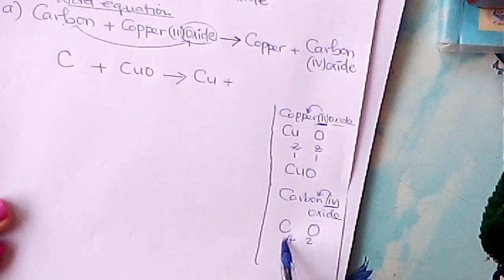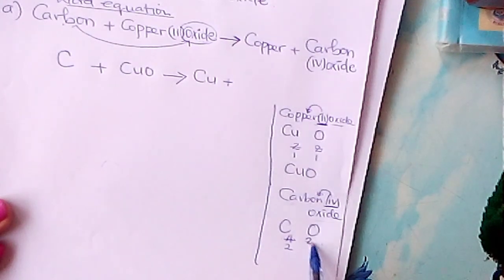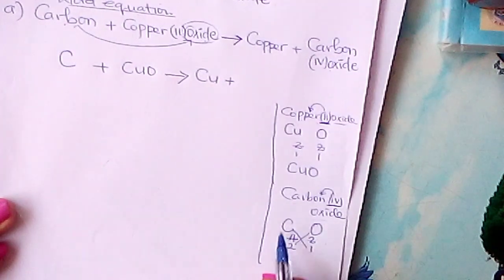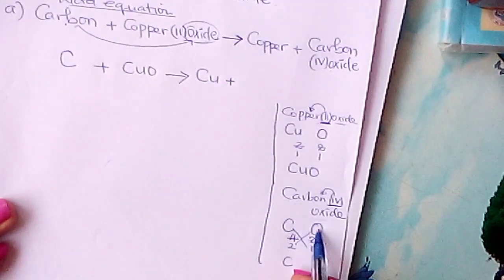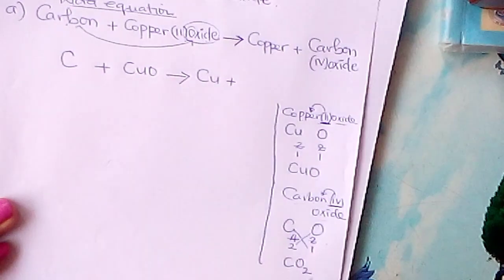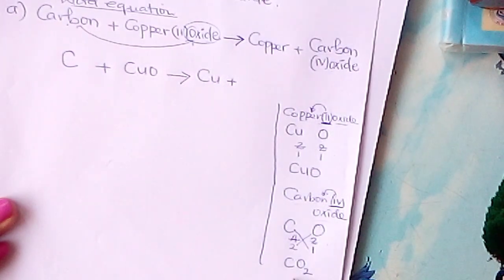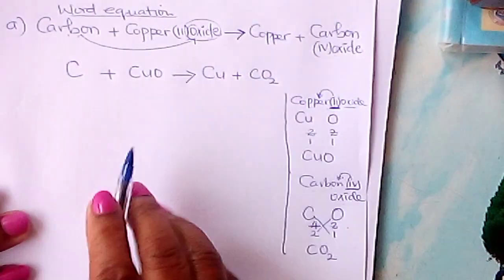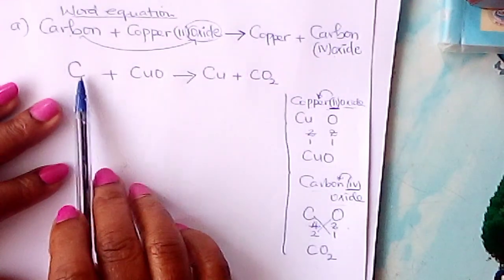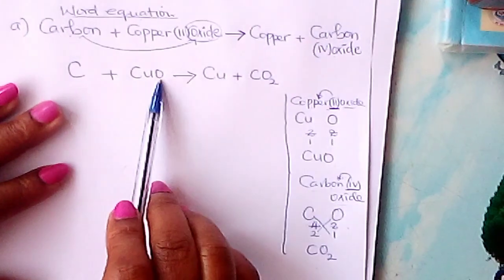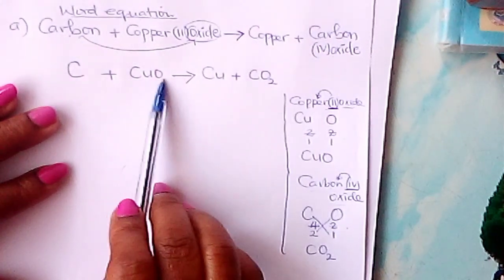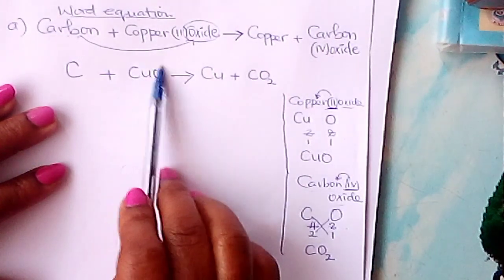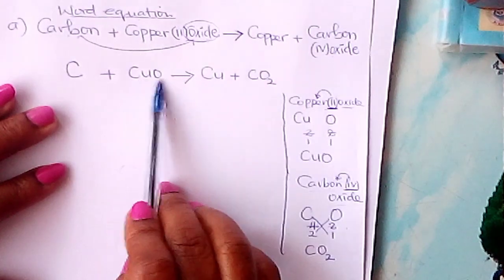Simplify by dividing by 2. 4 by 2 gives you 2. 2 by 2 gives you 1. Cross multiply like that. So carbon goes with 1. Oxygen goes with 2. So the formula for carbon 4 oxide is CO2. So if you look at this one, learner, you can see it clearly that carbon removes oxygen from copper 2 oxide to form carbon 4 oxide. And copper 2 oxide now changes to copper, or it is reduced.